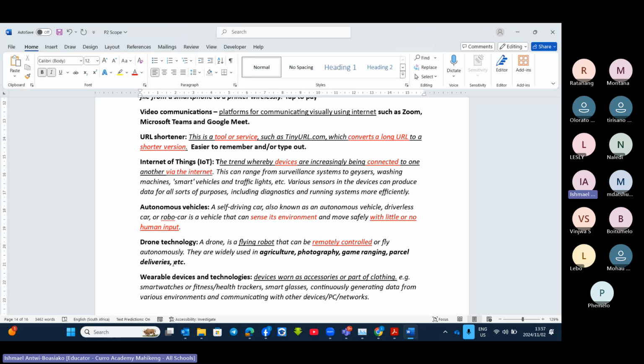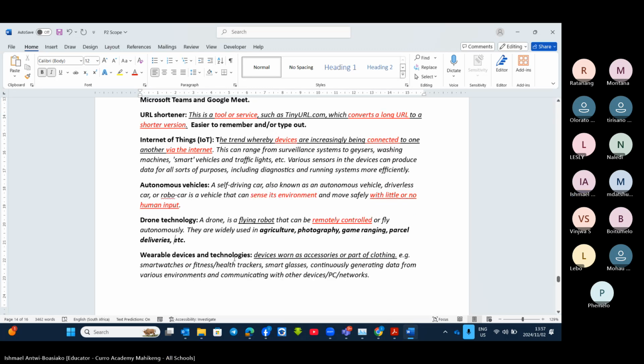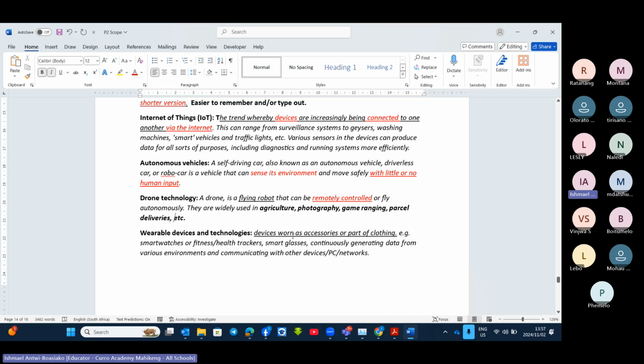You can also be given a question of that nature. Then the next topic is wearable devices and technologies. Those are the devices that we wear as accessories or part of our clothing, like smartwatches, fitness or health trackers, smart glasses, and the rest. These devices are connected to a network or the internet, and they can take our vitals or some of our health or fitness details. So that's wearable devices and technologies.